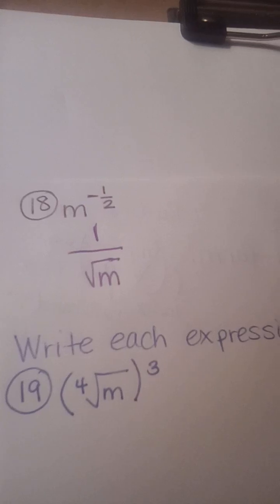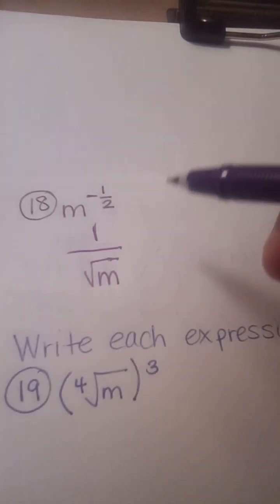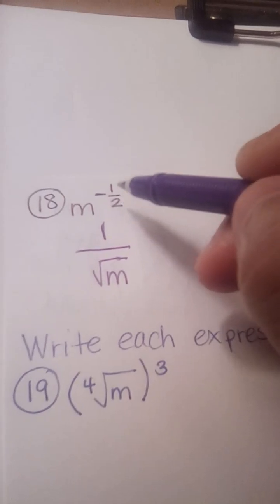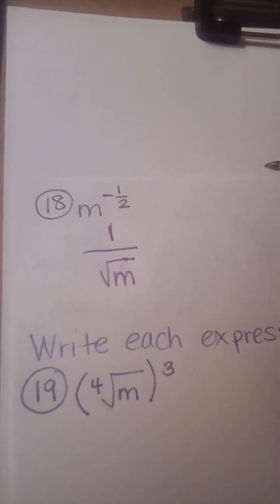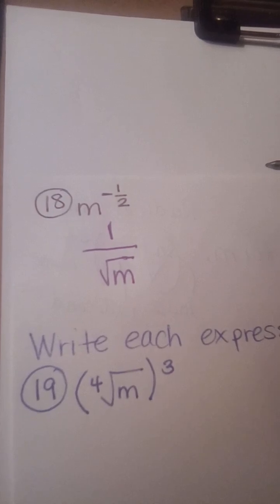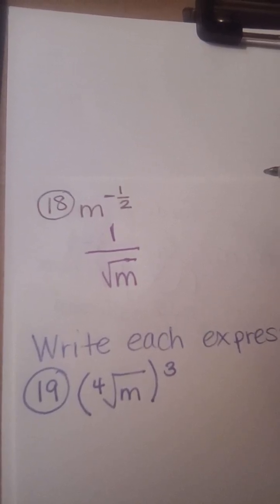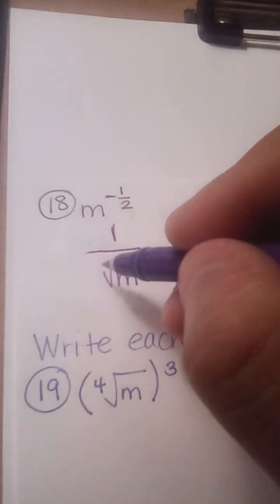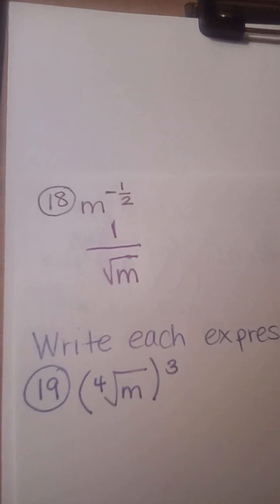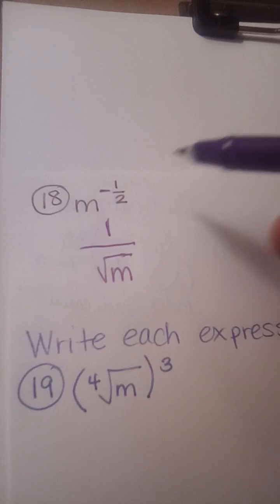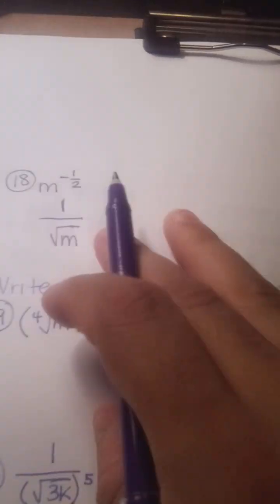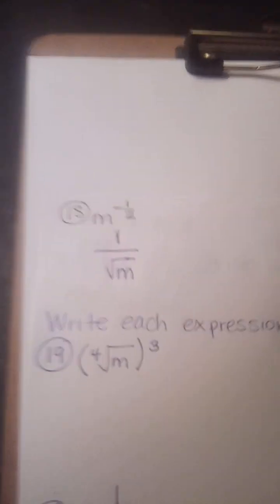Are there anything more? Actually, that's wrong. Which one's the index? The 2 or the 1? The 2, right? But you don't have to put a 2 right there. And the 1, you don't have to put anything on it. So that's our final answer. Any questions in number 18?